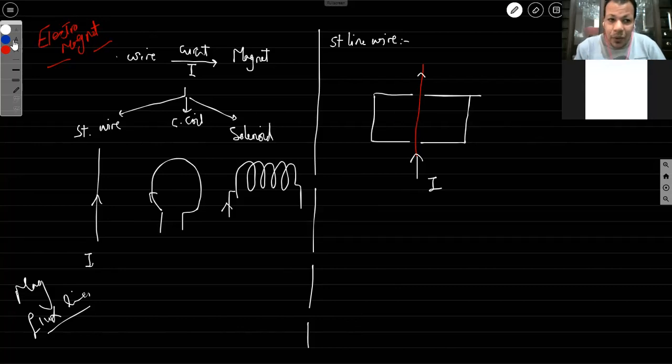Again, they found that they are concentric circles, meaning all the circles have one center, so they are concentric. And this center is the wire itself. The closer to the wire, the more crowded they are, and the further away, the less crowded.